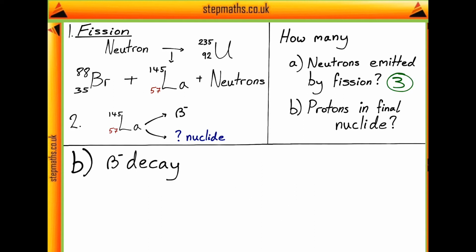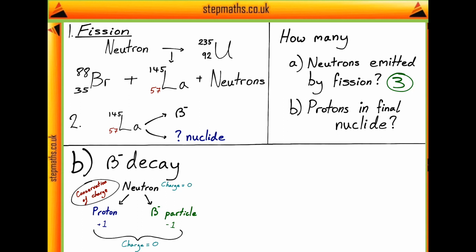For the second part of the question, we need to consider the beta decay of lanthanum. Now, to do this, we need to remember what beta decay is, and it is essentially a neutron decaying into a proton and a beta minus particle. If you ever have trouble remembering which particle decays into which, we can go ahead and look at conservation of charge. We know that initially the neutron has a charge of 0, and afterwards the proton has a charge of +1 and the beta minus particle has a charge of -1. So the initial and final charges are both 0, which matches up to conservation of charge.